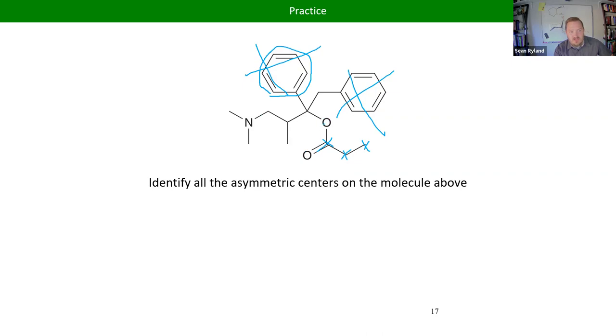This oxygen here is sp3, has two different things attached to it, but what are the other two things attached to this oxygen? Lone pairs. We can't tell the difference between lone pairs, right? So that oxygen doesn't count.